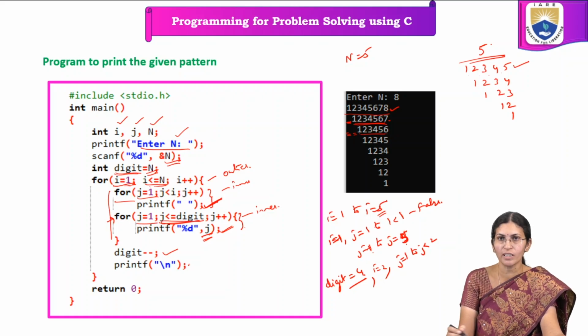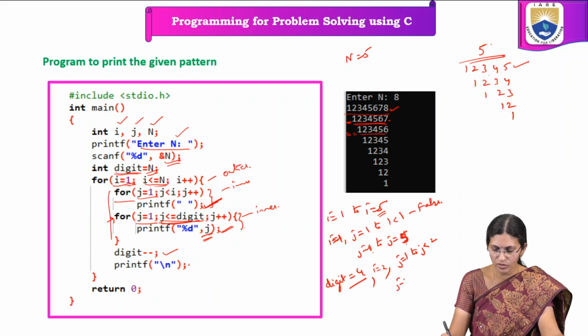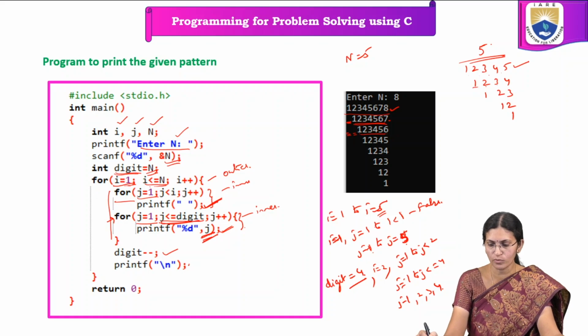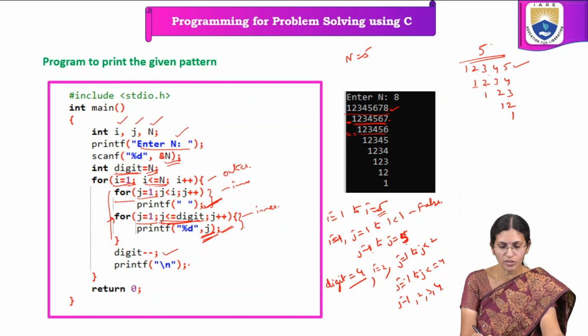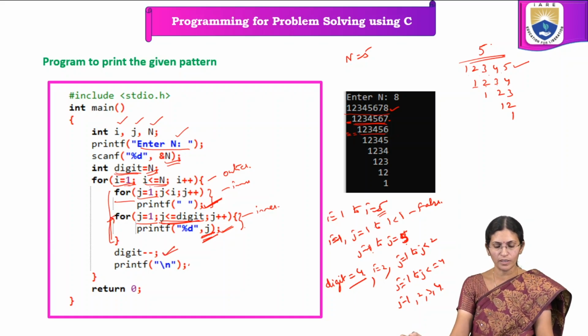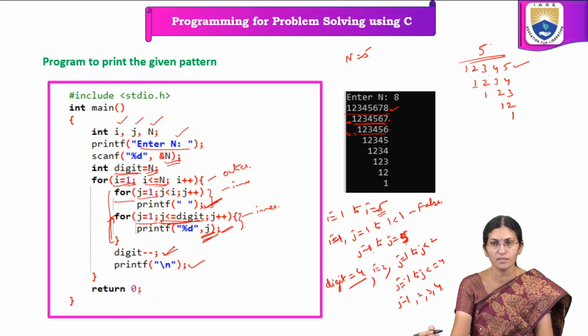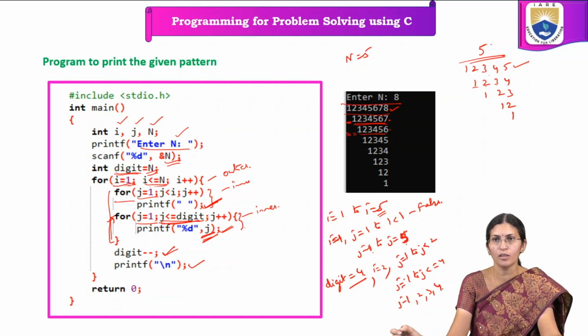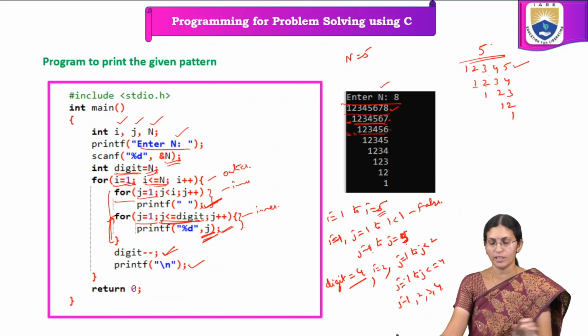j is equal to 1 to j less than or equal to digit, that means 4 times, j equal to 1 to j less than or equal to 4. So j will take the values 1, 2, 3 and 4, and the corresponding values of j will be printed in the next line, that is 1, 2, 3, 4. In this way, each time after the execution of this for loop, the digit value is decremented by 1 and the cursor is moved to the next line. If we run this program and enter the value of n as 8, this is the pattern we are going to get.